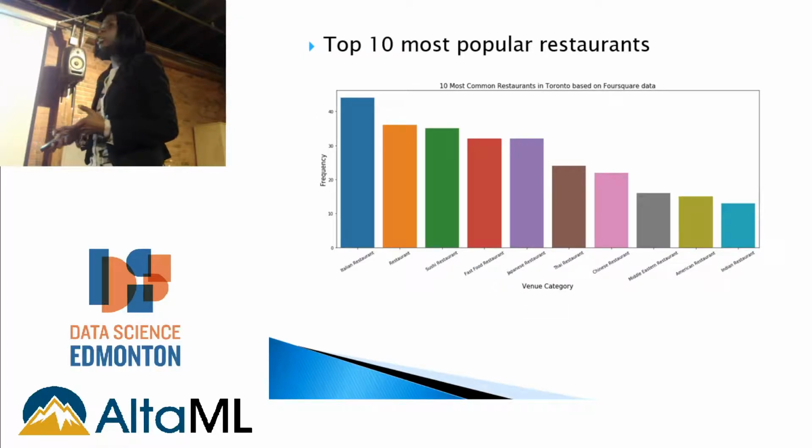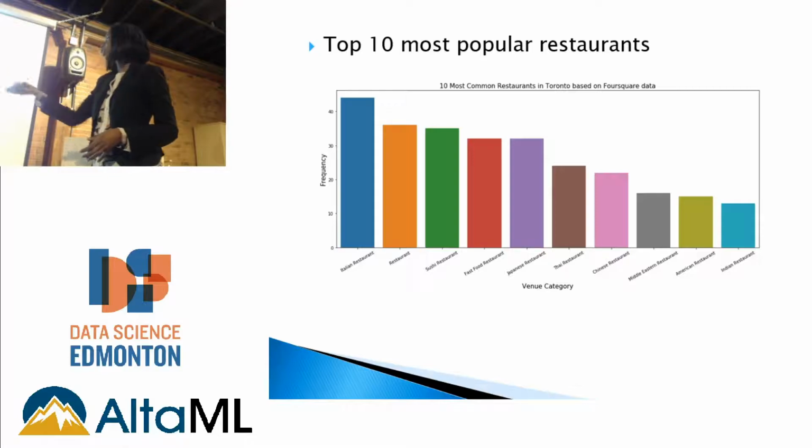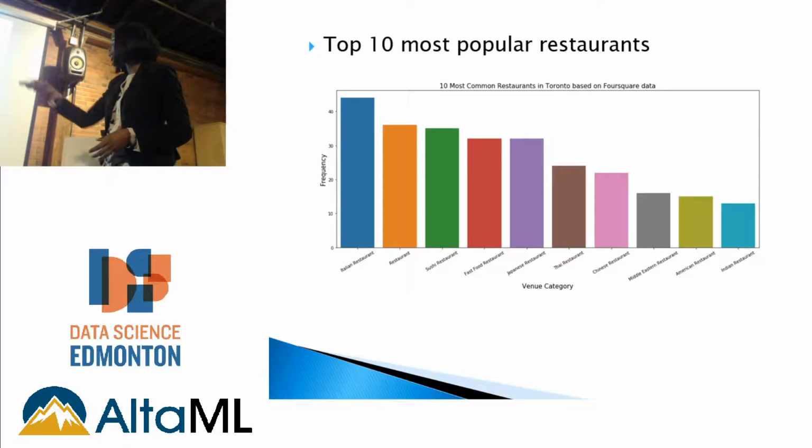You can also take a look at the top 10 most popular restaurants. Here, Italian restaurant is at the very top, but sushi restaurant, which is Japanese cuisine, and Japanese restaurant are number 3 and 5 respectively.